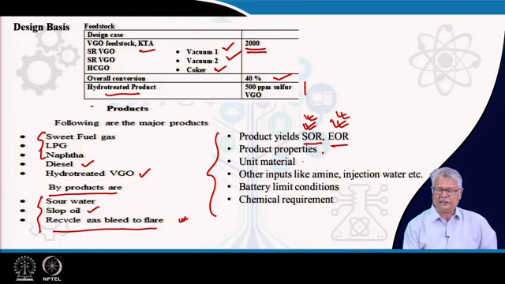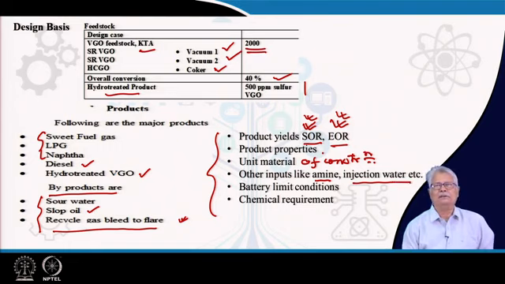The material of construction has to be specified. You have seen that there are amine and injection water in the various equipment in the PFD which has been shown to you. In fact, it is not exactly a PFD, it is basically a P&ID, part of it at least, and these also have to be specified. You have definitely to be satisfied with the battery limit conditions.